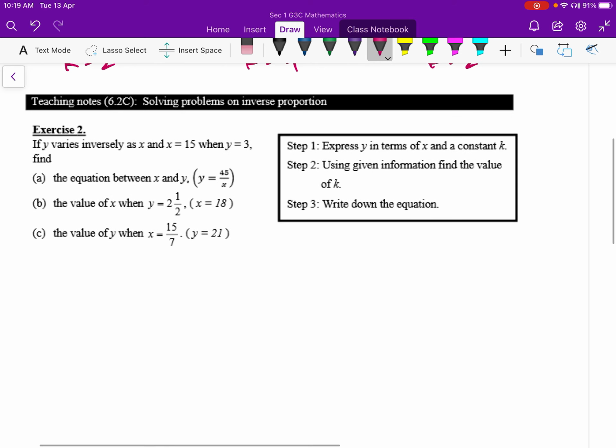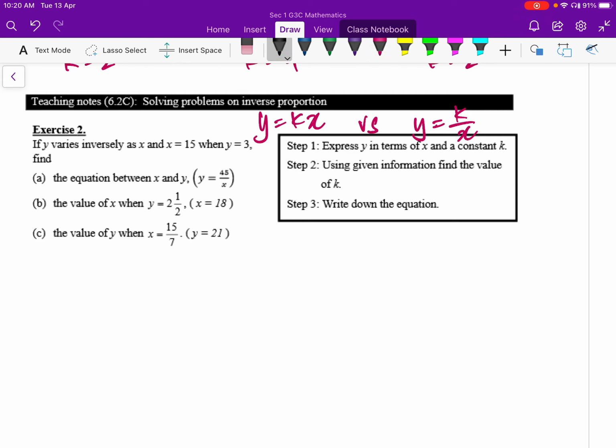Okay, so exercise 2. Actually the steps are all the same. It's just that the first line is different. In direct proportion, we would have written y equals kx. But now, for inverse proportion, we will be writing y equals k over x. That is the only difference. Everything else is the same, the method of doing it.